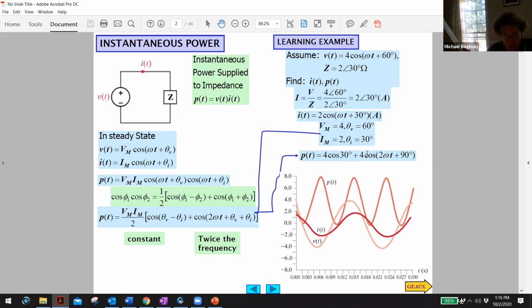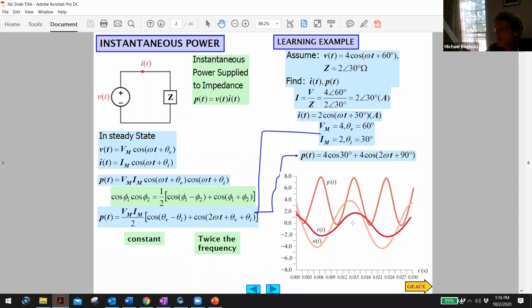Plus this, which is the magnitude of what? It's going to be Vm Im over 2, 4 again, times cosine of 2 omega t plus 90 degrees. He's just showing you what it becomes. And then he plots it. Here's the power, here's the current, here's the voltage.